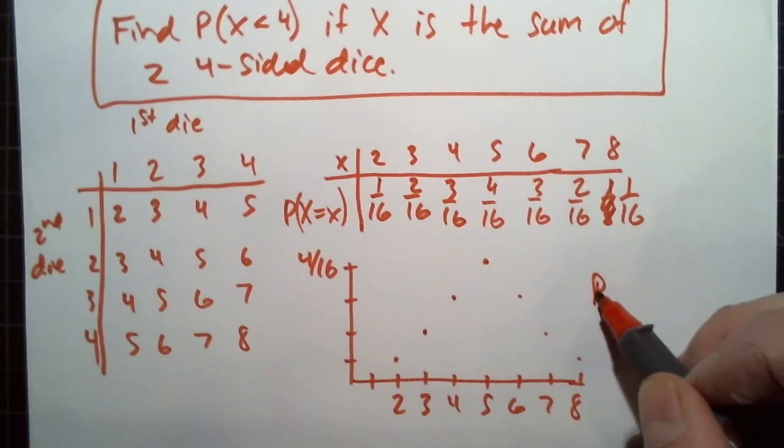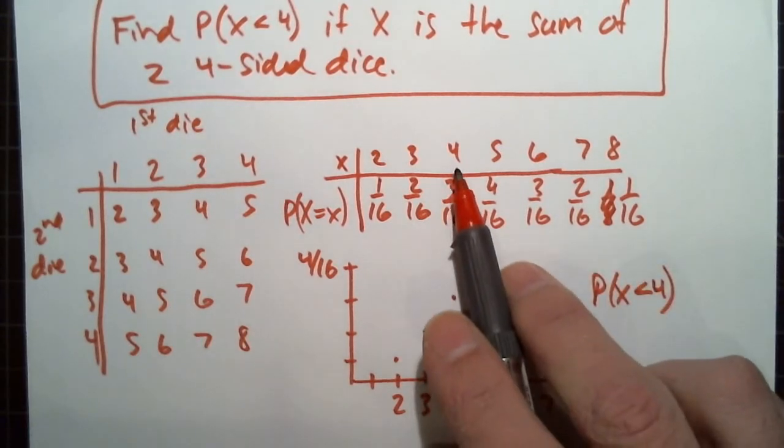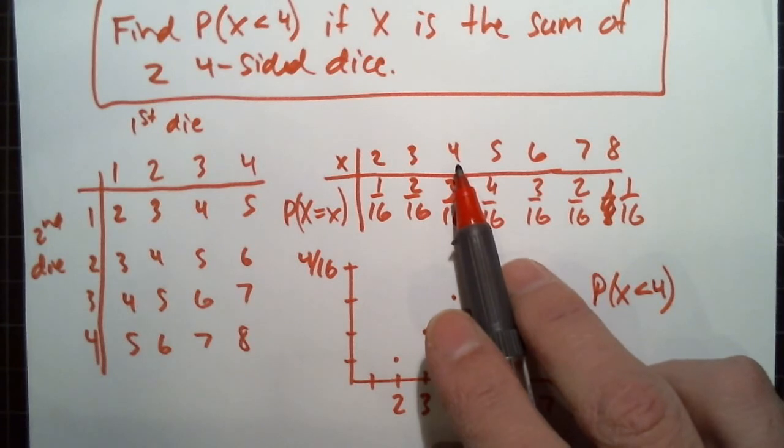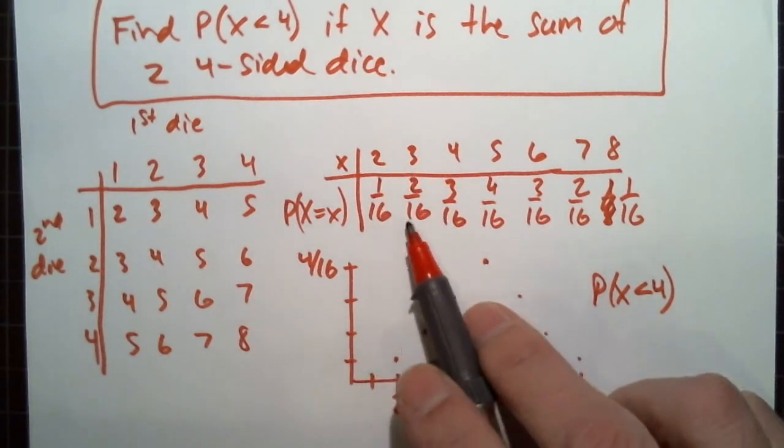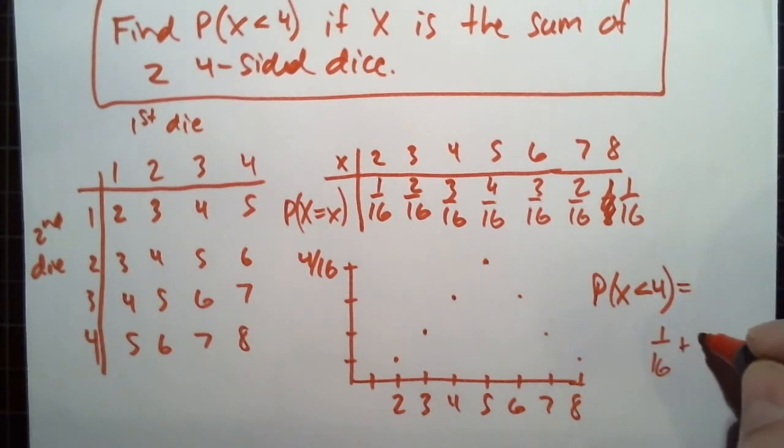Let's look at the probability that x is less than 4. So we want values less than 4. That's a 2 or a 3, so we can just add these. So that equals 1 over 16 plus 2 over 16, 3 over 16.